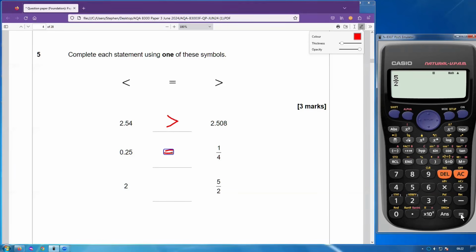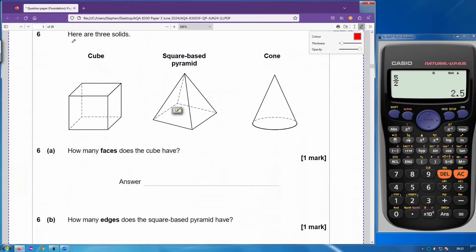5/2, 2.5. So 2 is less than 2.5. Less than. Question 6. Here are 3 solids: a cube, a square base pyramid, and a cone.